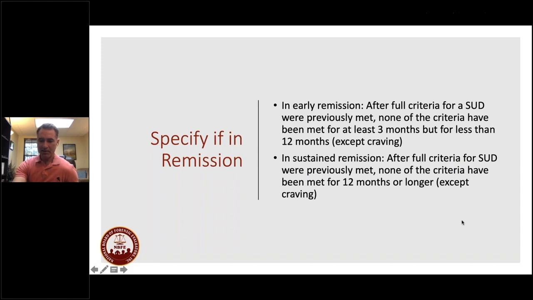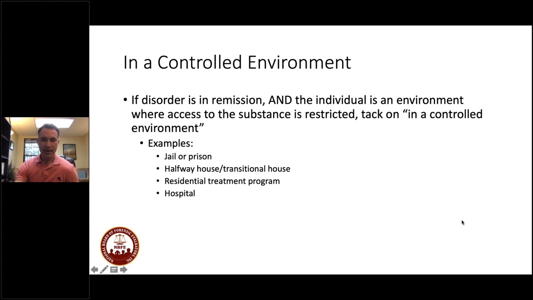So let's get back to the slides here then. Next, after you've determined remission status, you have to add a quality. If they are in remission, but they're in an environment where they have limited access to the substance, then you tack on a specifier, in a controlled environment. If they're in a jail or a prison, a halfway house or transitional house or residential treatment program or hospital, those might be good examples.